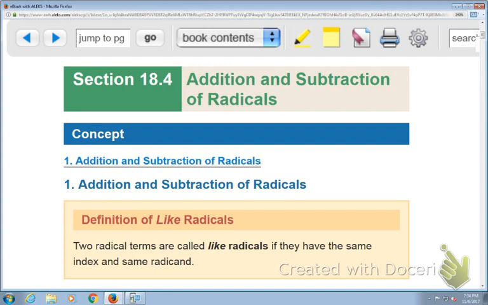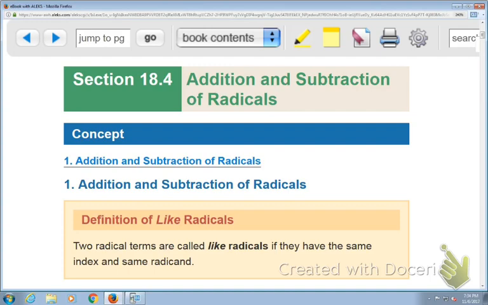All right. So, in order to add or subtract radicals, we introduce the term like radicals. Okay? So, how do I know if two radical terms are like radicals? There's two components. In order to be like radicals, they must have the same index, right? What do I mean by index? What's the index of a cube root? 3. What's the index of a square root? 2. Right? Do they have the same index, a cube root and a square root? No. So we can't add cube roots and square roots.